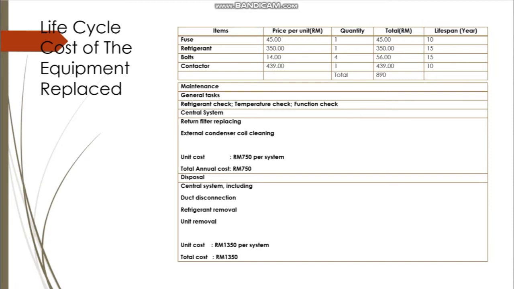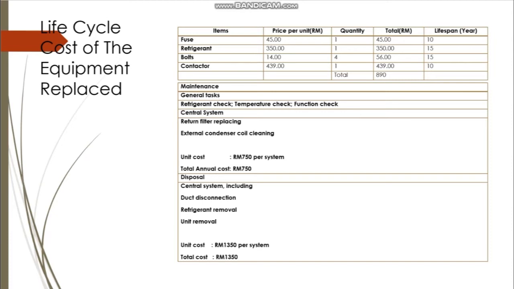The maintenance and general tasks such as refrigerant check, temperature check, and function check, central system return filter replacing, and also external condenser coil cleaning per system is 750 ringgit per year, so the annual cost will be 750 ringgit.